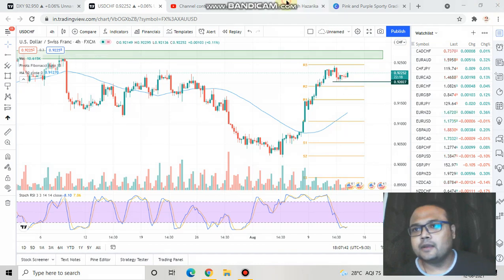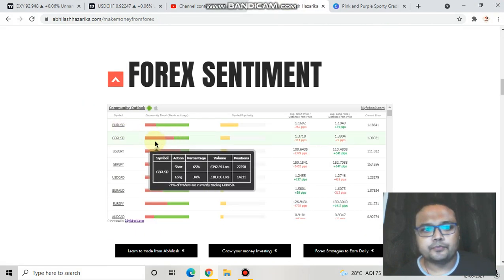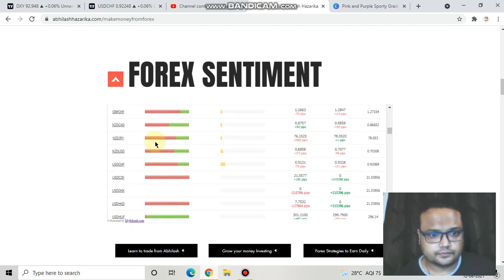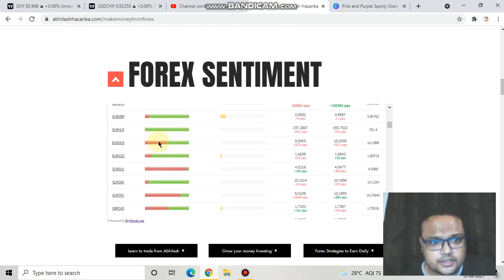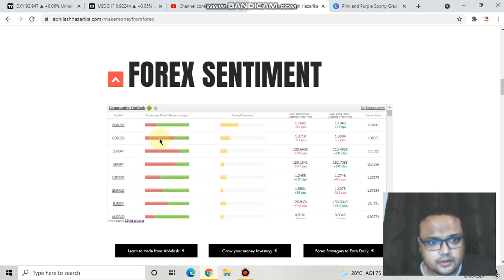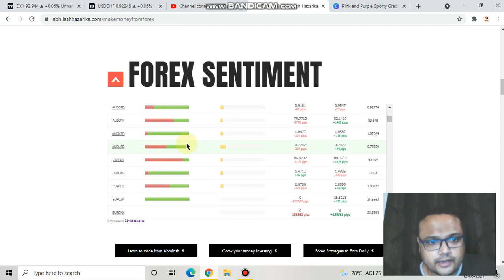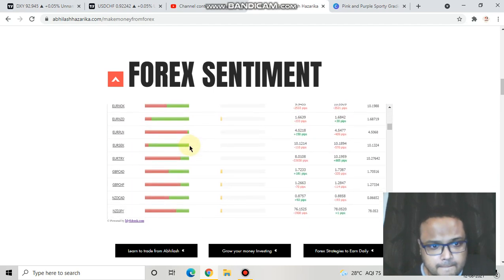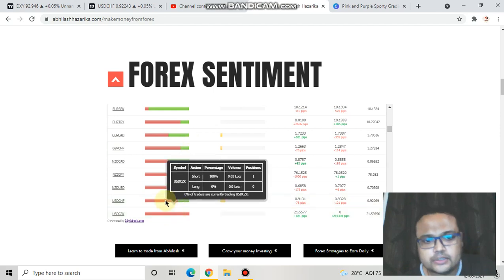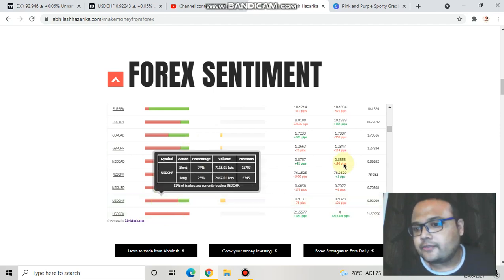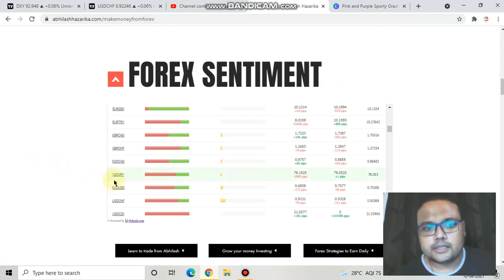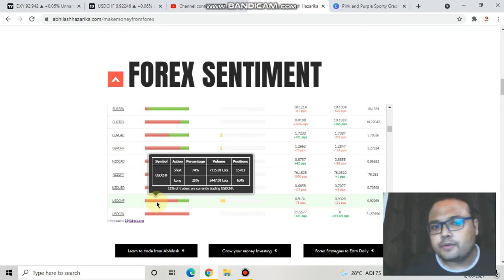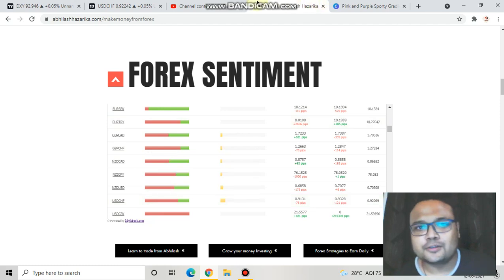That's it. And if we go to the Forex sentiment meter here, this is the Forex sentiment meter. Where is the USDCHF? I cannot find the USDCHF. Yeah, here is USDCHF. You'll find a Forex sentiment meter on my website avilashhazarika.com under the Forex 101 section. See, 74% of retail traders have taken a short position and 25% of retail traders have taken a long position.